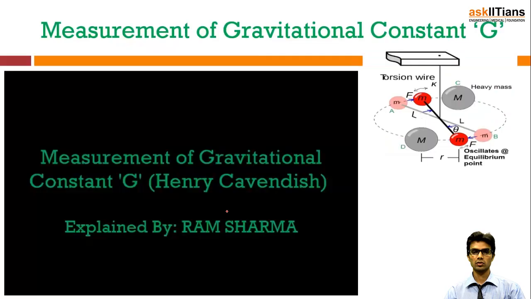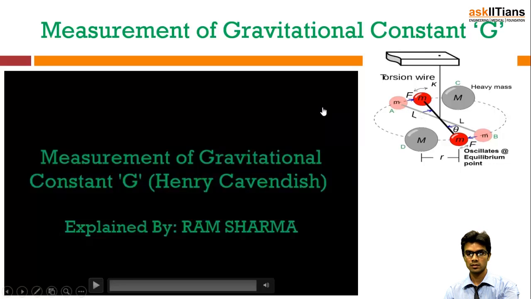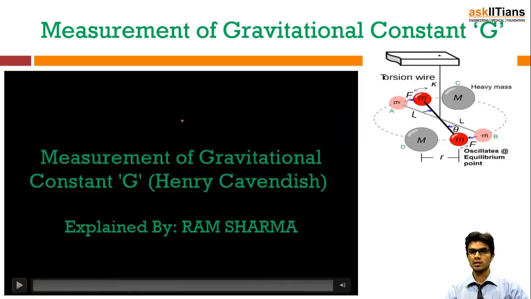The next topic is measurement of the gravitational constant G. In the previous slide, F is equal to minus G M1 M2 by R square into the unit vector. So in terms of magnitude, F is equal to G M1 M2 by R square. So how to find G? What is G and where does it come from?